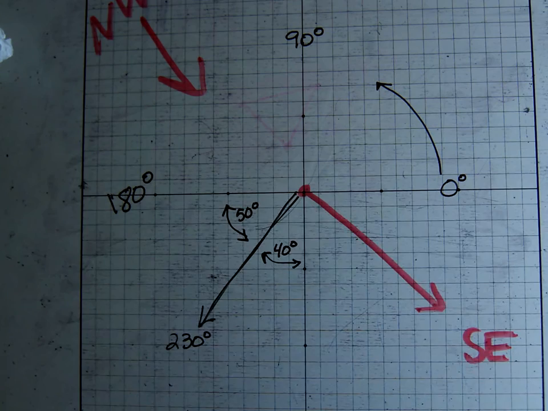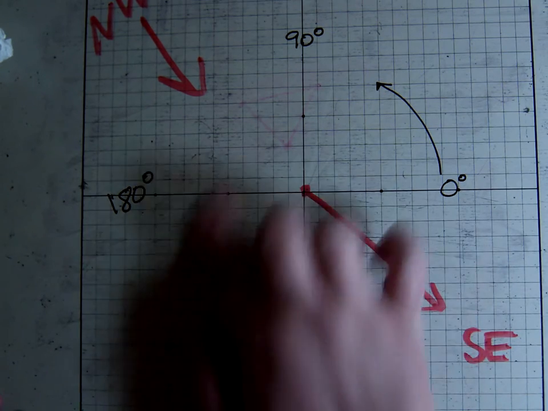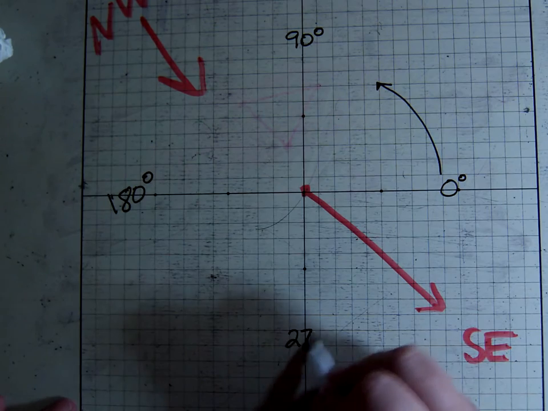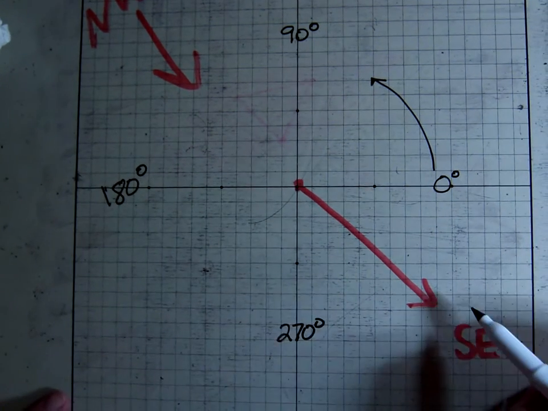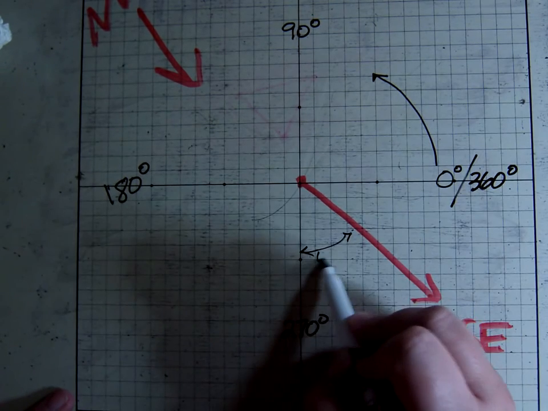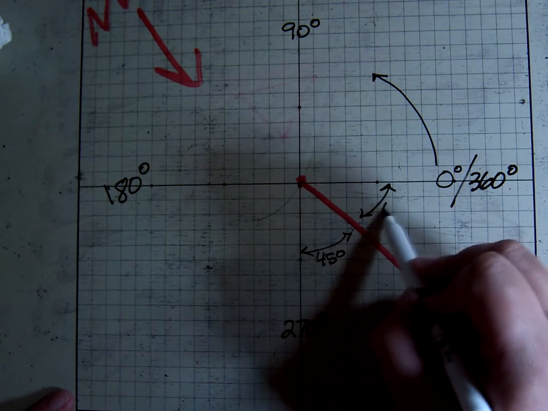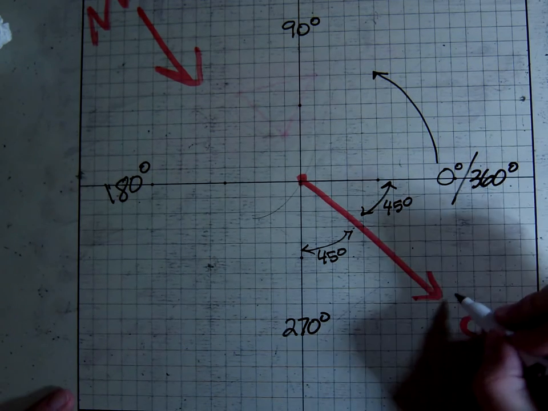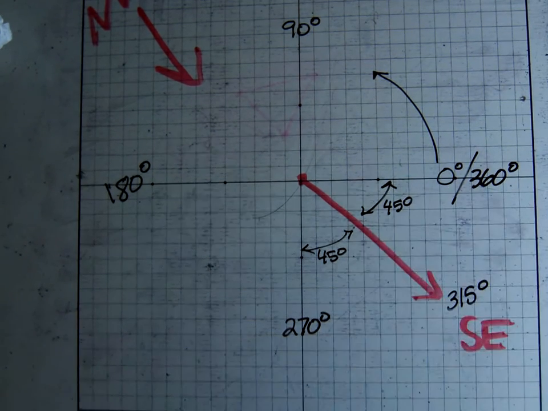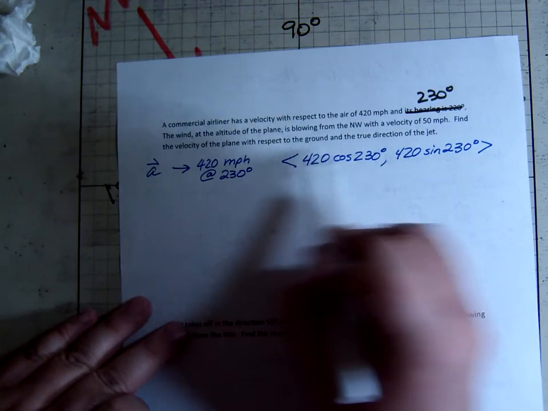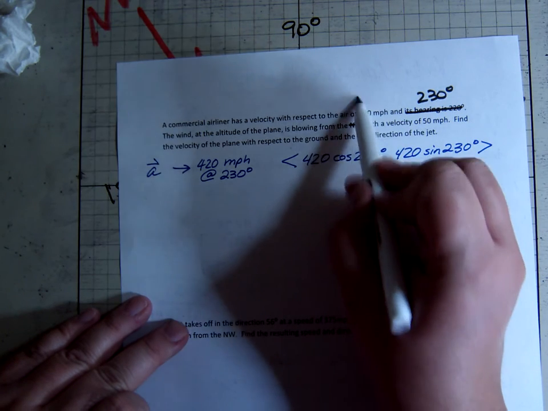So, in terms of figuring out where that is, 0, 90, 180. This is 270. I can keep going. Now, southeast is right in the middle between 270 and 360. So this is 45. This is 45. So basically, I'm 45 degrees less than 360, which is 315. So that is my direction of the wind. So the wind, 315.